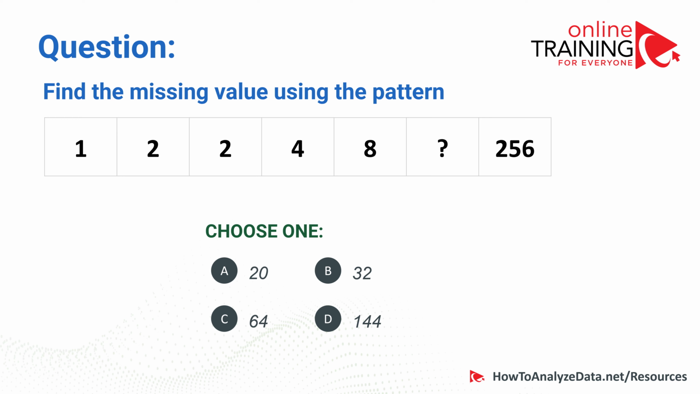Find the missing value using the pattern. And you have a pattern of numbers 1, 2, 2, 4, 8, the value that's missing, and then 256. You need to choose one from the list. And the choices are 20, 32, 64, and 144. What do you think is the right answer here?